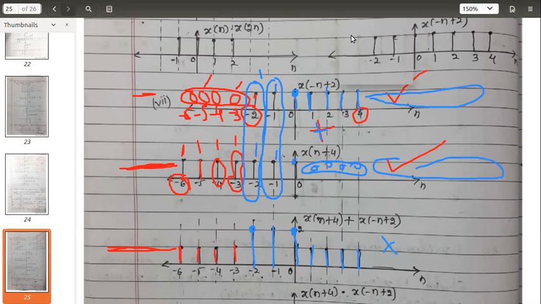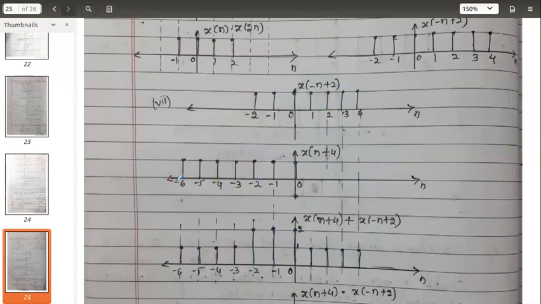So what is the final range? If you see, from minus 6 to 4. I have not marked it here. You please put this, I forgot. 3, 4. So the range is between minus 6 to 4. So this is how we add these two signals. I hope you understood this problem.